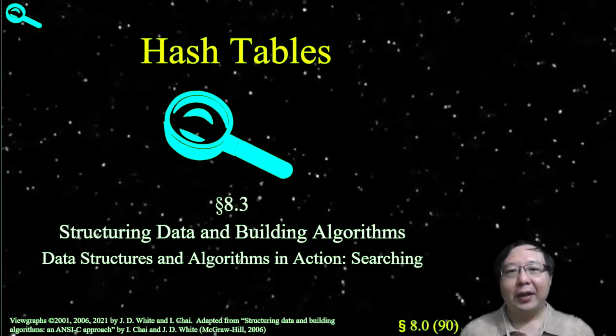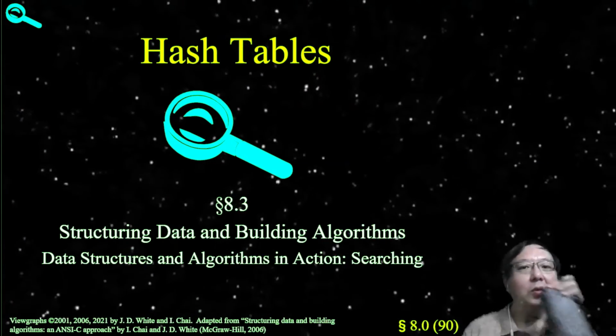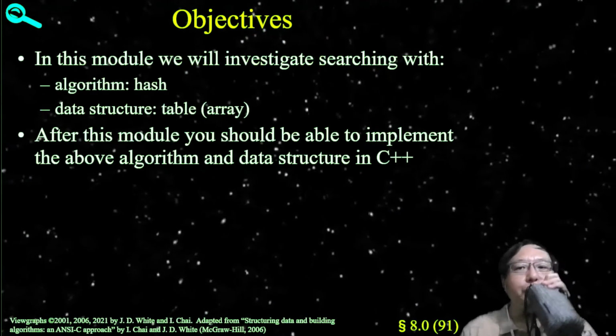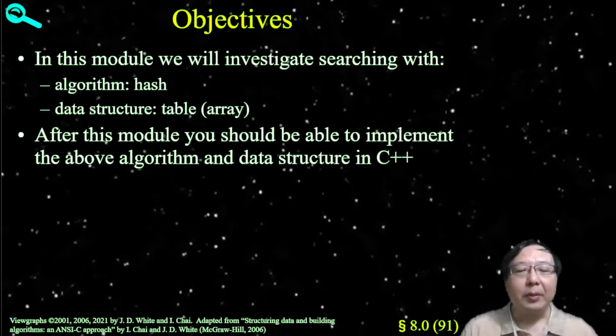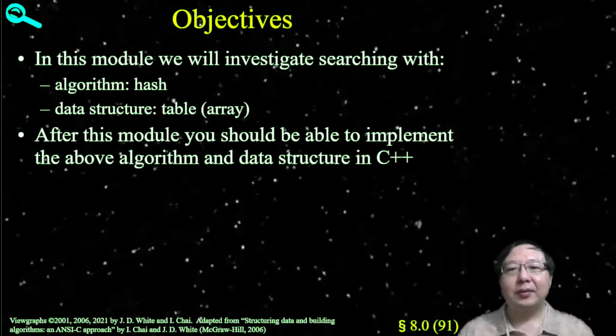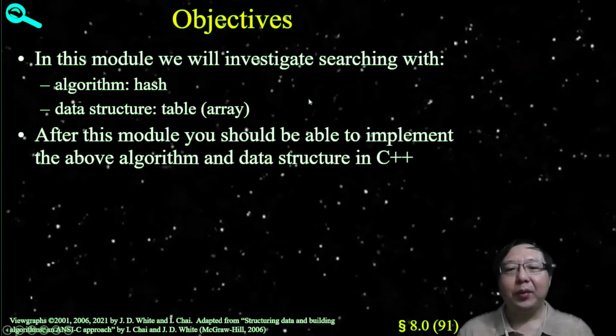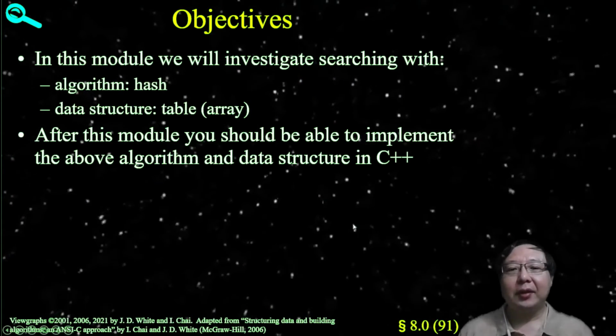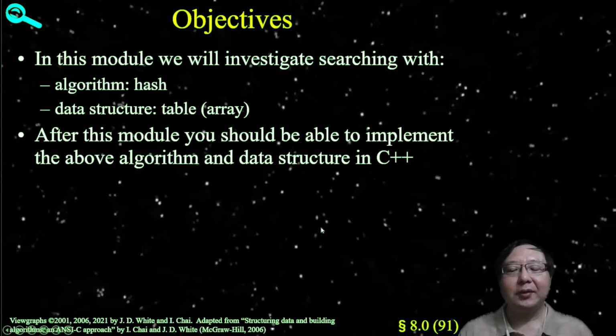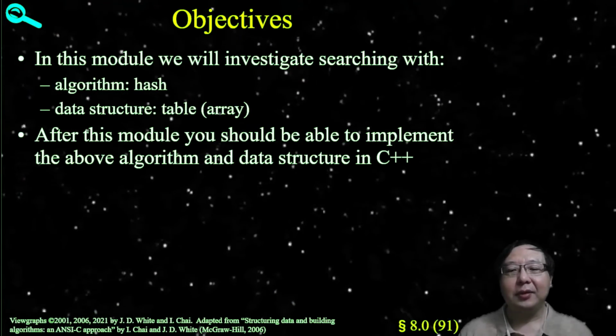Now we have hash tables. So now we'll investigate searching with hash tables, and we're going to use arrays for this. And after this module, you should be able to implement this algorithm using C++.